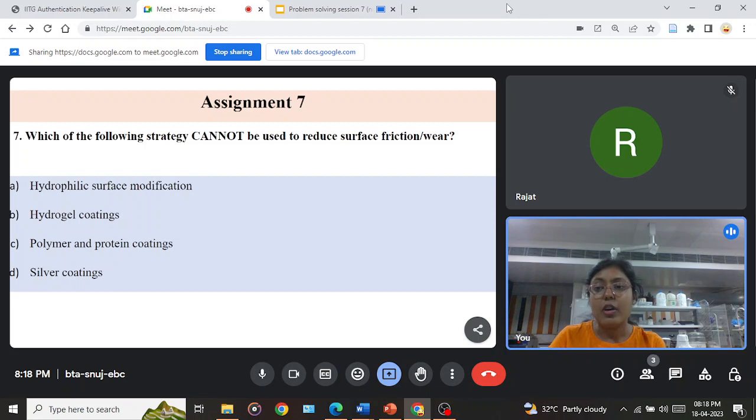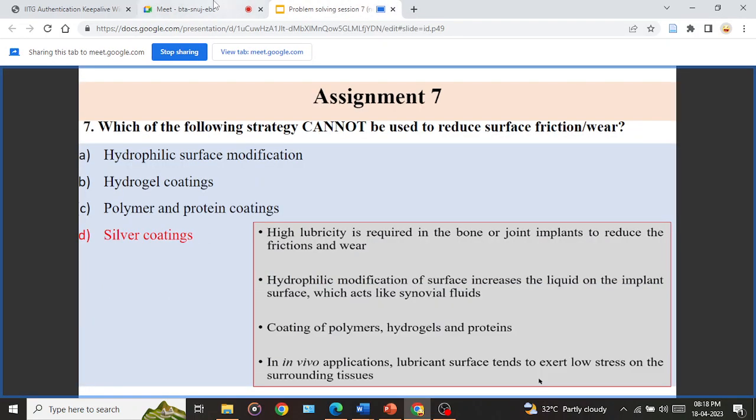Okay, so hydrophilic surface modification, hydrogel coatings, polymer and protein coatings, and last is silver coatings. You have to tell me which of these strategies cannot be used to reduce the surface friction or wear. So we will see what is the correct answer to this question.